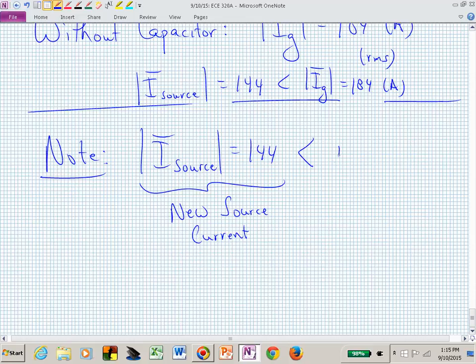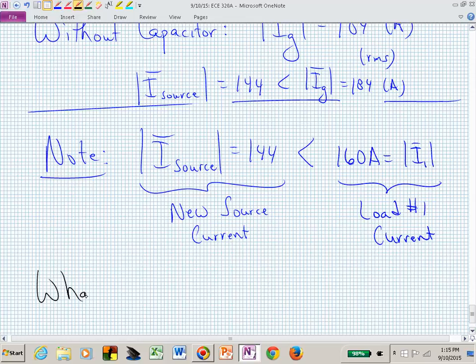So this is now 160 amps, which was the magnitude of I sub 1. This was the current magnitude for load number 1. What is happening?